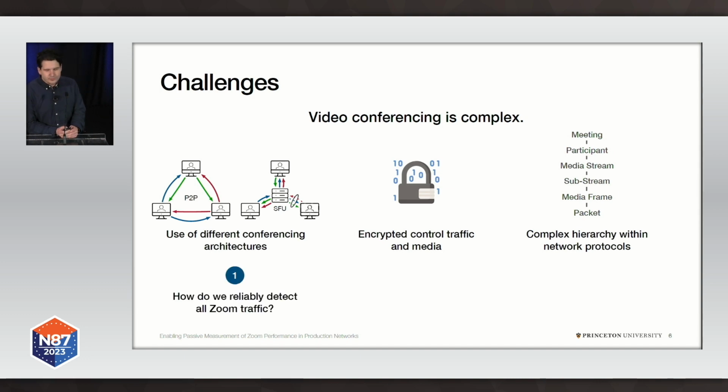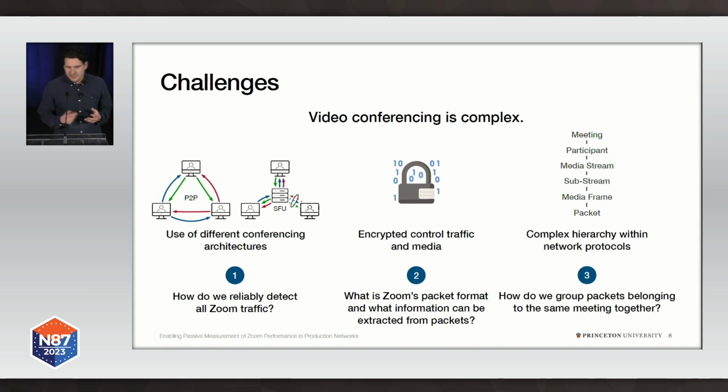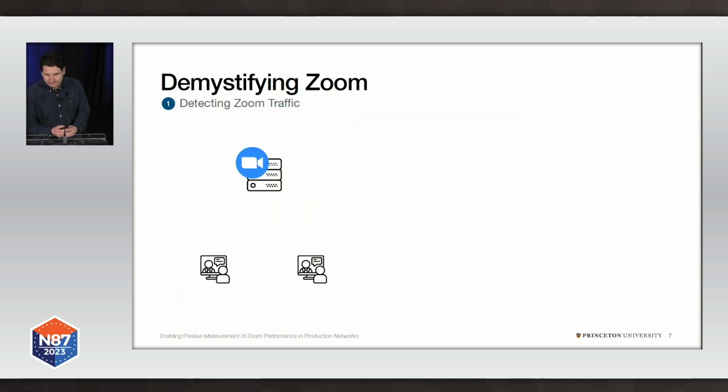So in the context of Zoom, we're asking the following three questions. First, how do we reliably detect all Zoom traffic? Second, what is Zoom's packet format and what information can be extracted from those packets? And then last, how do we group packets belonging to the same meeting together to, for example, measure the latency within a meeting? So let's start with detecting Zoom traffic.